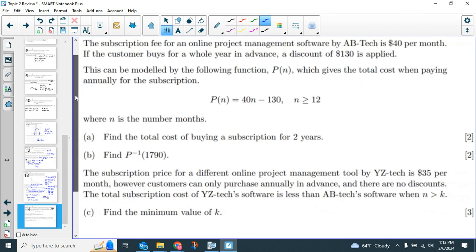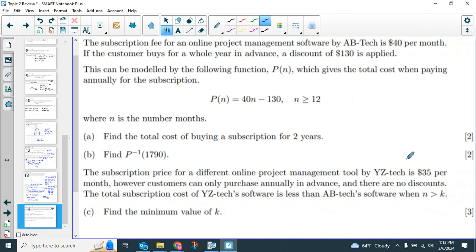Okay. The subscription fee for an online project management software by AB Tech is $40 per month. If the consumer buys for a whole year in advance, a discount of $130 is applied. This can be modeled by the following function, P of n, which gives the total cost when paying annually for the subscription. So P of n is equal to 40n minus 130 for n greater than or equal to 12. Find the total cost of buying a subscription for 2 years.